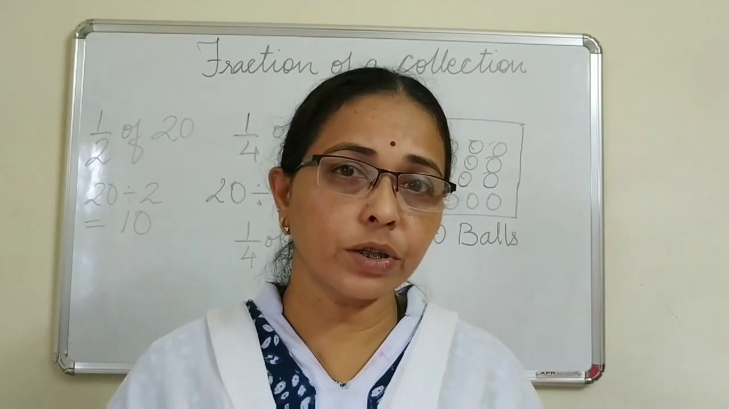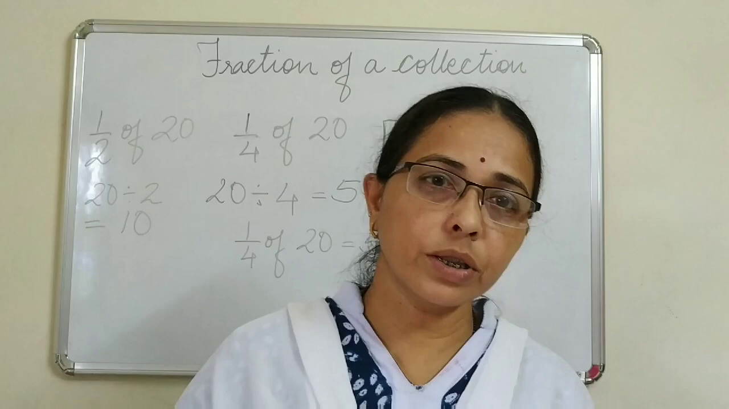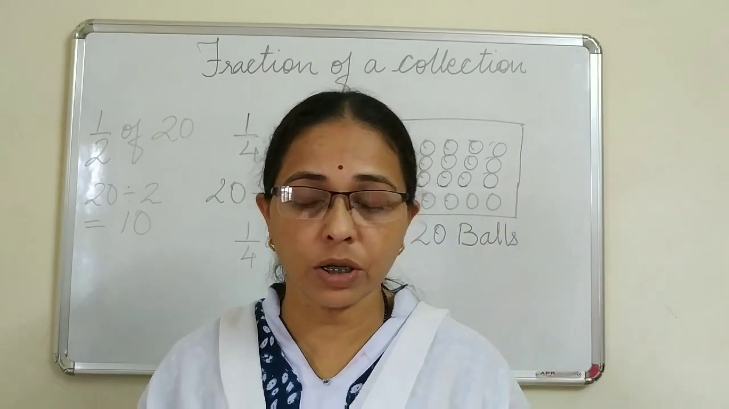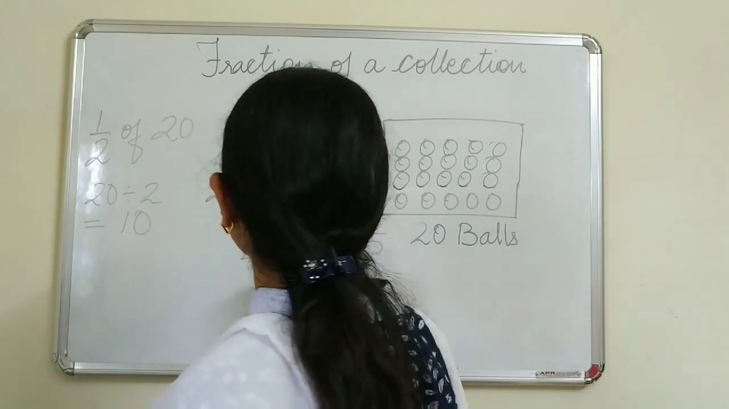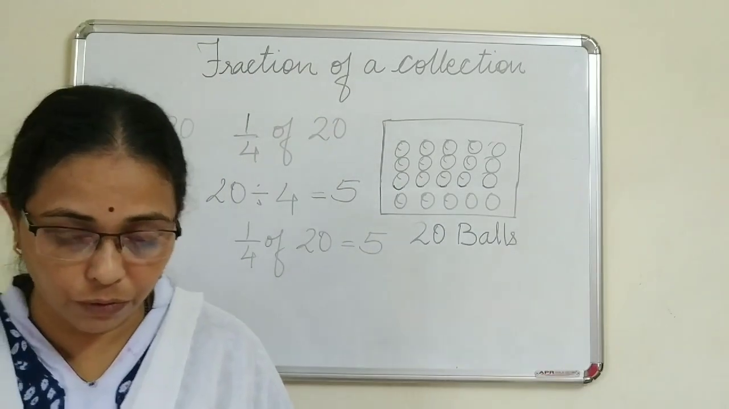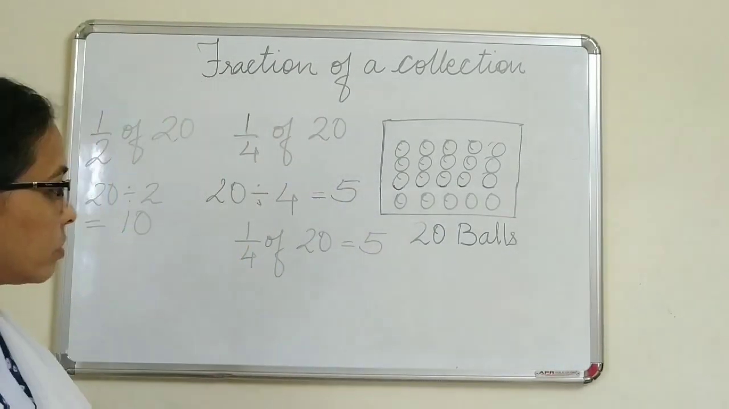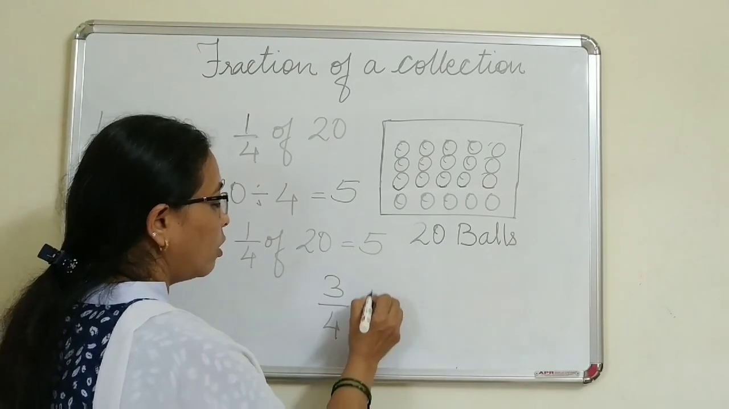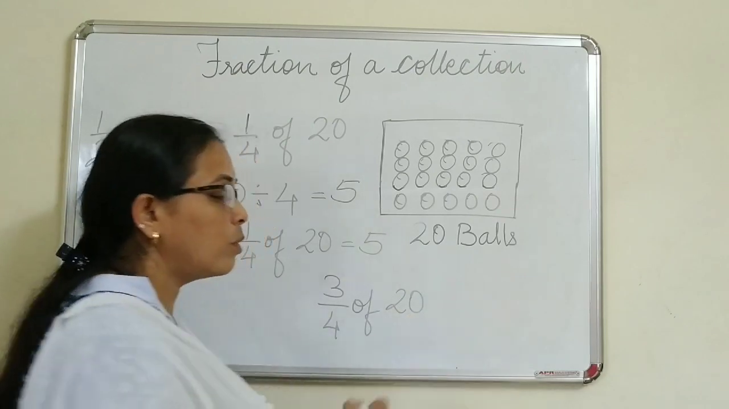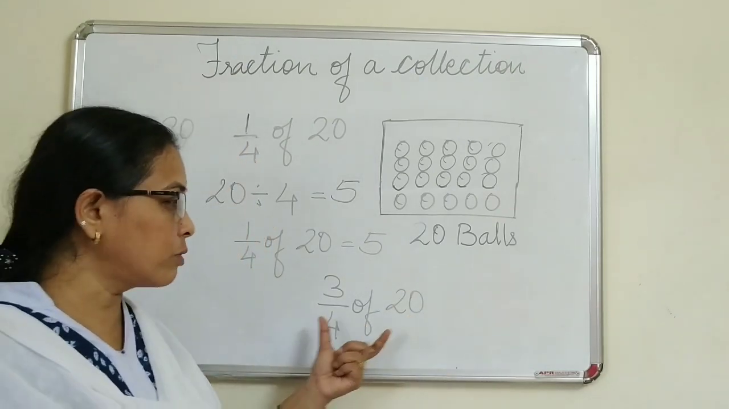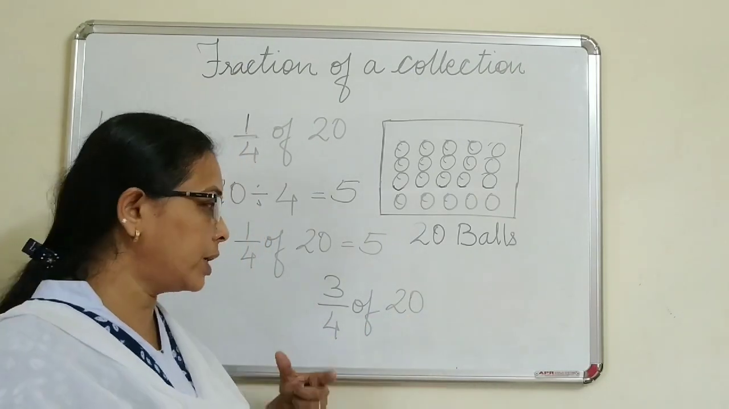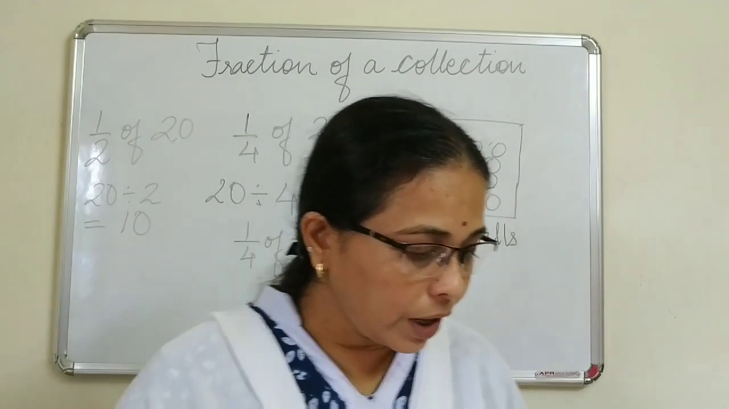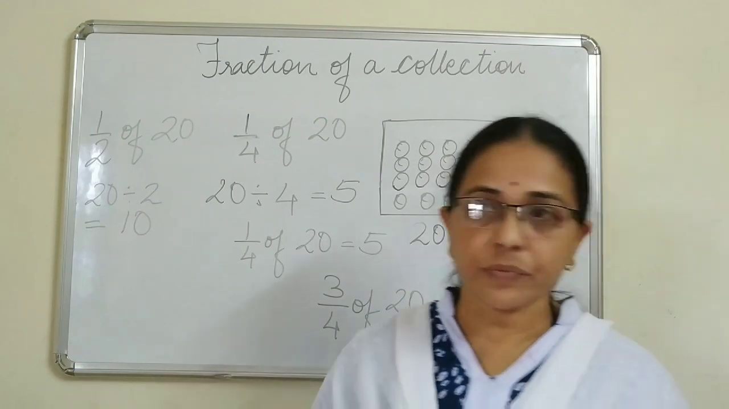If I say 3/4 of 20, then what are you going to do? Now there are two numbers, 3 and 4. So what will we do? If I say 3/4 of 20, I want 3/4 of the count of balls from the 20. How to find 3/4 of 20?